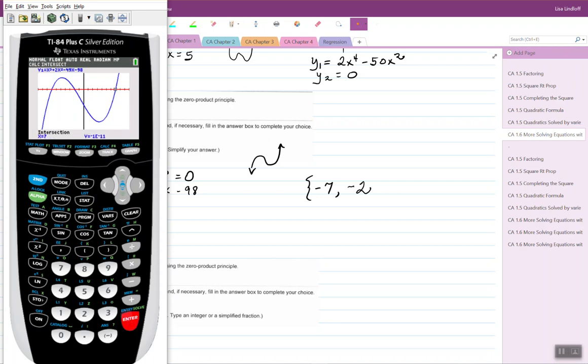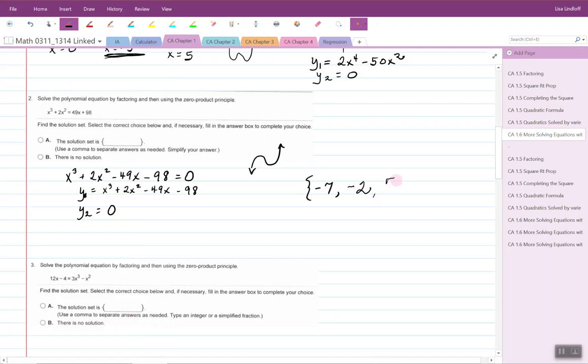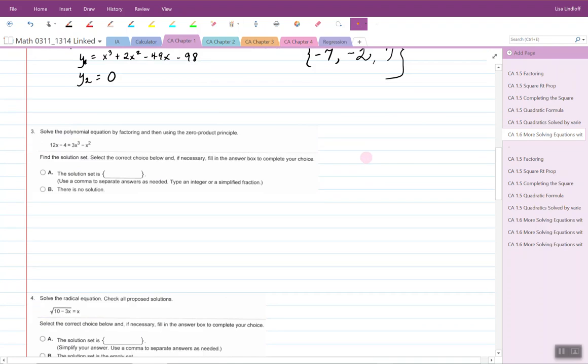And I got +7. If I had solved this algebraically by doing my grouping and all my factoring, I would have gotten -7 and +7 and -2. All right, let's look at number 3.